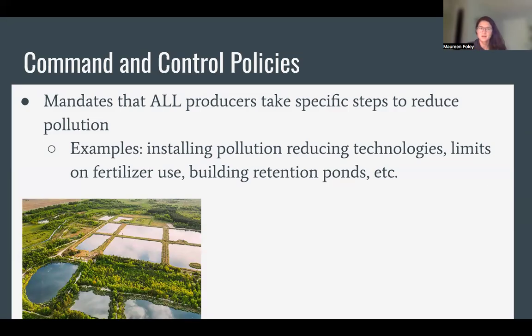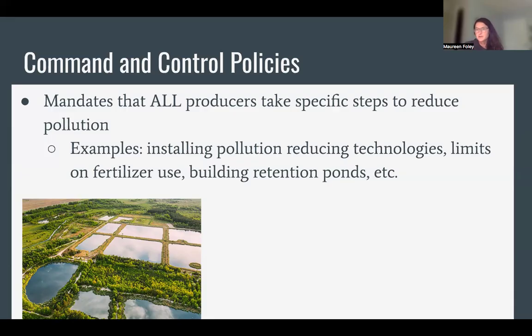This type of policy basically mandates all producers of a certain type of pollution to take specific steps to reduce that pollution. It applies to all producers equally. Everyone has to do the same thing, and it's a mandatory policy. Some examples could be installing pollution reducing technologies, like some kind of water filter or air filter on equipment.